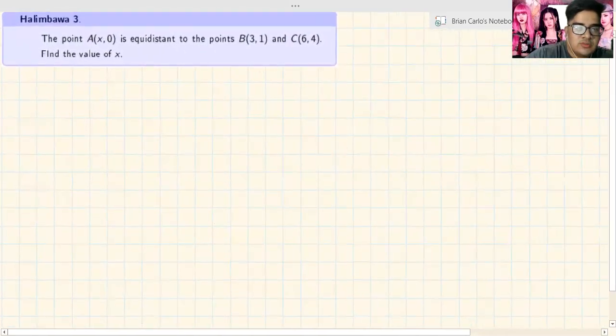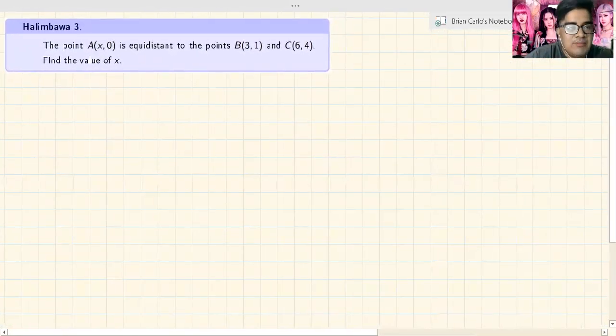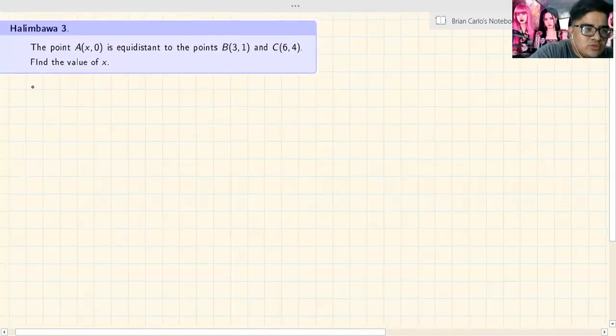Ayun, medyo may involvement ng Halimbawa 3. The point A (x, 0). Ibig sabihin yung abscissa or the x-coordinate is unknown. Diba? (x, 0) is equidistant to the points B (3, 1) and C (6, 4). Find the value of x. Ngayon, we are asked to find the value of x, the x-coordinate or the abscissa. Okay. Ngayon, solution.